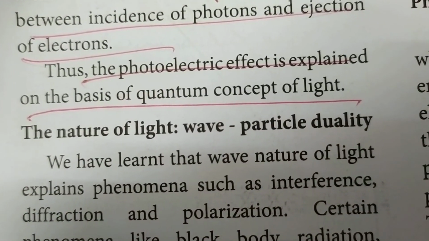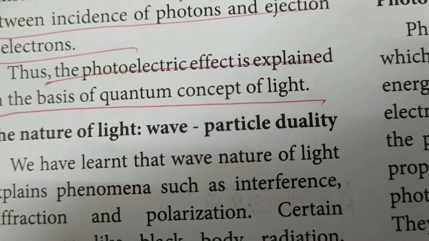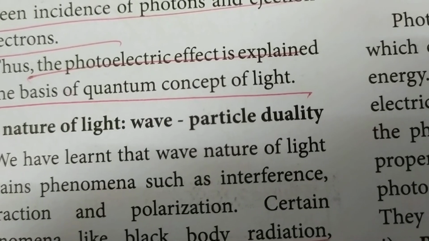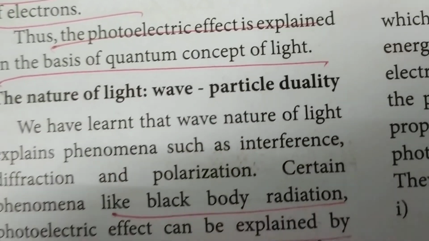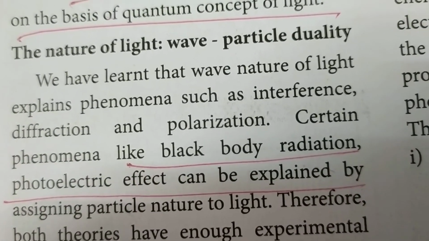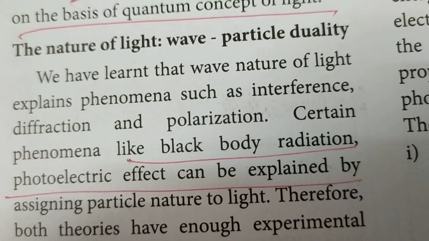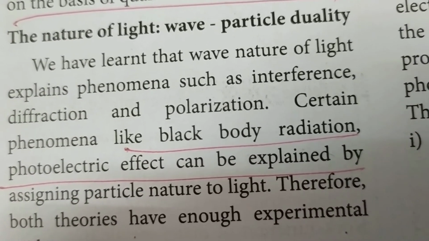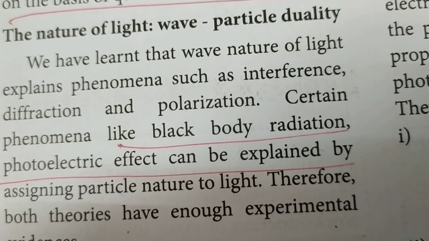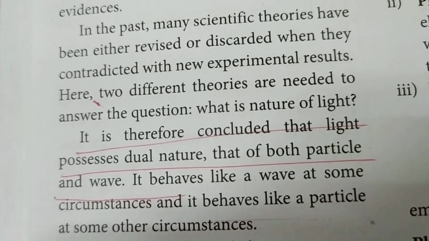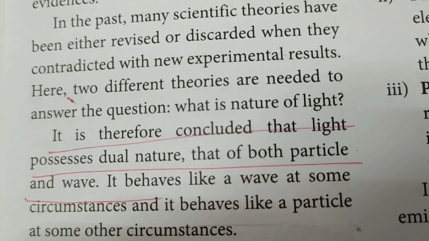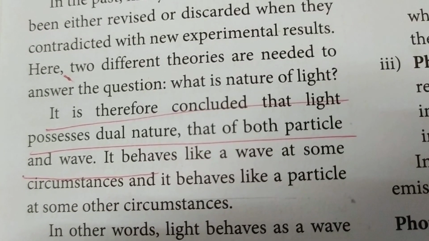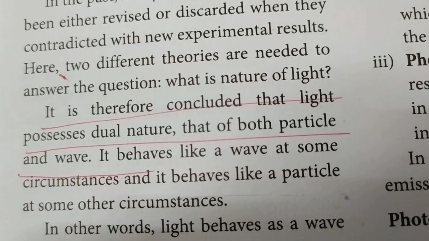And next we are going to see the nature of light, that is wave particle duality. Duality means it exhibits two types of character. Sometimes it behaves as a wave and sometimes it behaves as a particle. So light has a dual nature. During interference, diffraction and polarization it behaves as a wave, whereas in black body radiation and the photoelectric effect it behaves as a particle. So this is the main point. It is therefore concluded that light possesses a dual nature, that of both a particle and a wave. It behaves like a wave in some circumstances and like a particle in other circumstances.